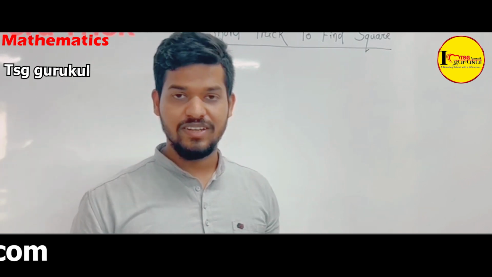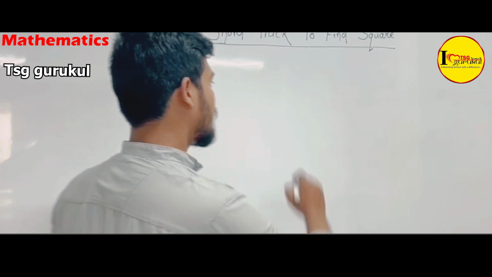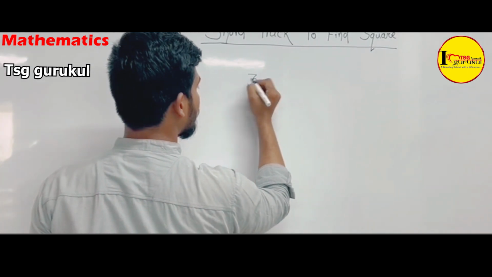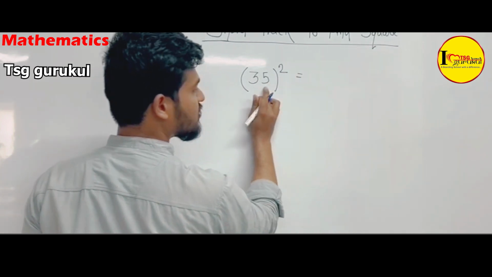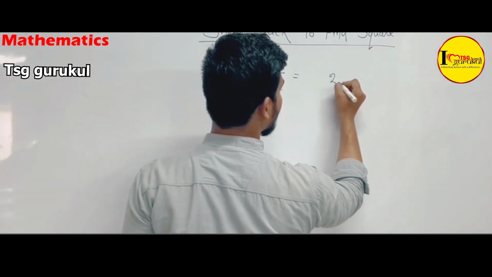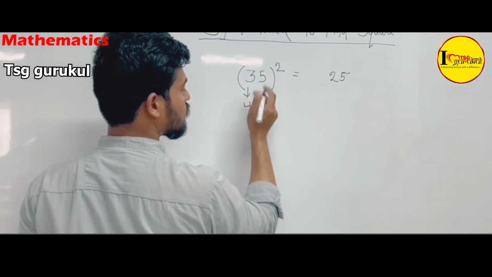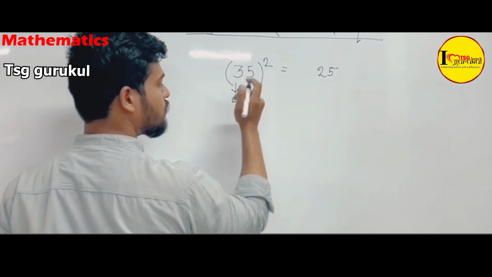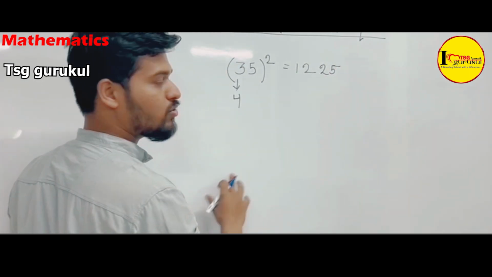Let's see another trick, but this trick is applicable whenever the unit place is 5. Let's see an example, 35 square. The unit place is 5, so the square of 5 is 25. The next number after 3 is 4, so I multiply 3 with 4, that will be 12. So the square of 35 is 1225.